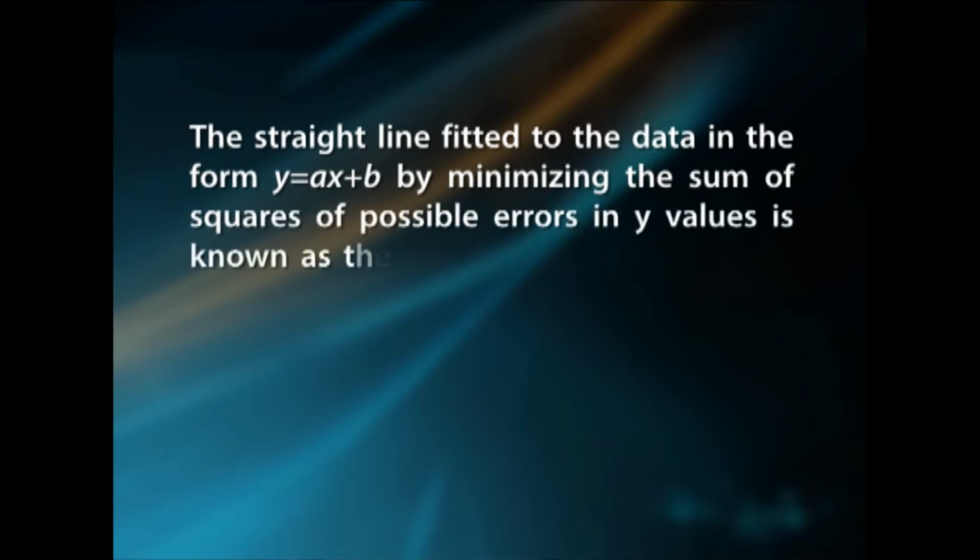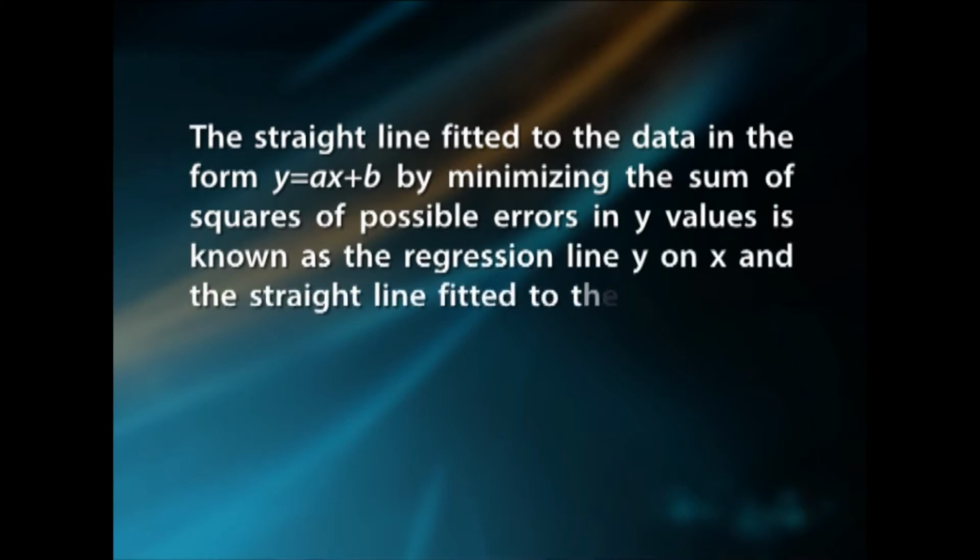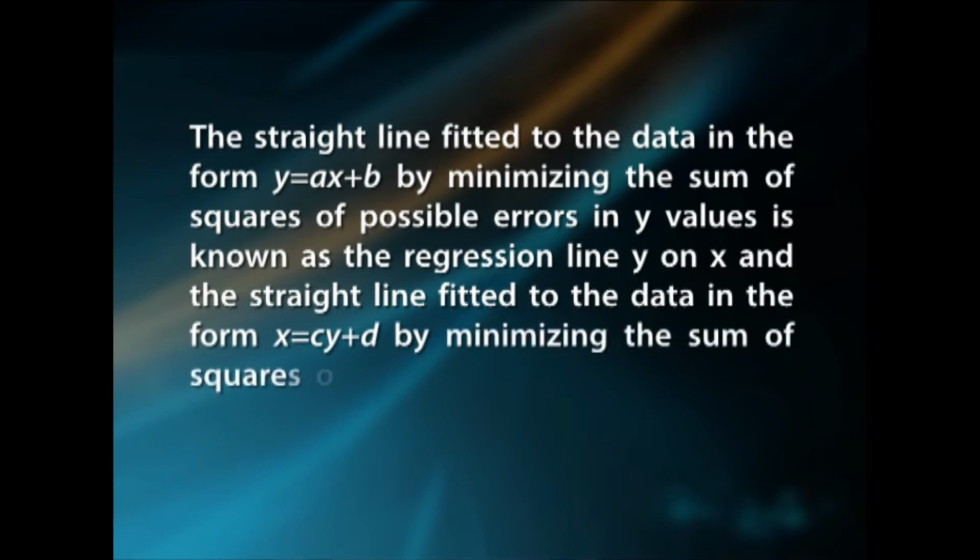The straight line fitted to the data in the form y equal to a x plus b by minimizing the sum of squares of possible errors in y values is known as the regression line y on x, and the straight line fitted to the data in the form x equal to c y plus d by minimizing the sum of squares of possible errors in x values is known as the regression line x on y.